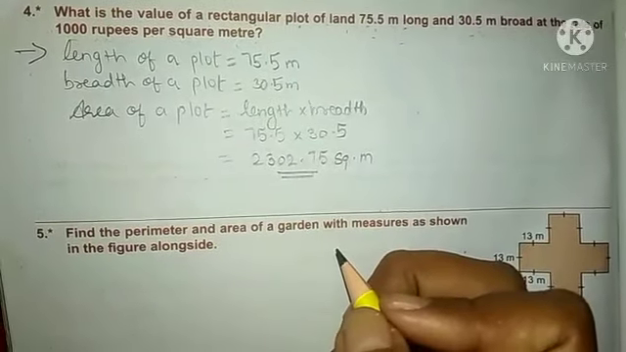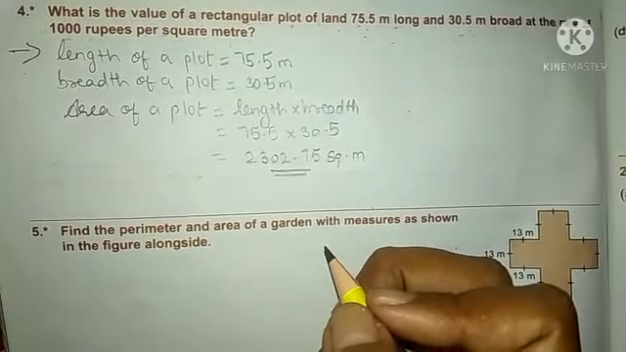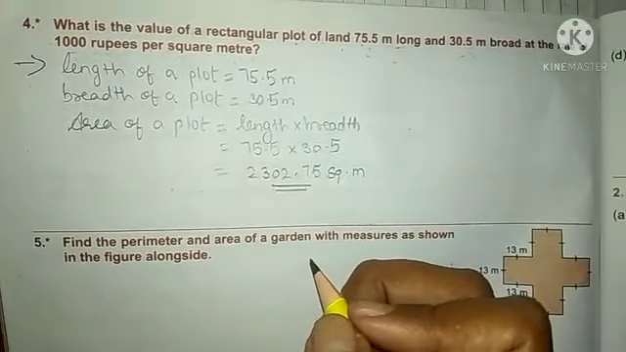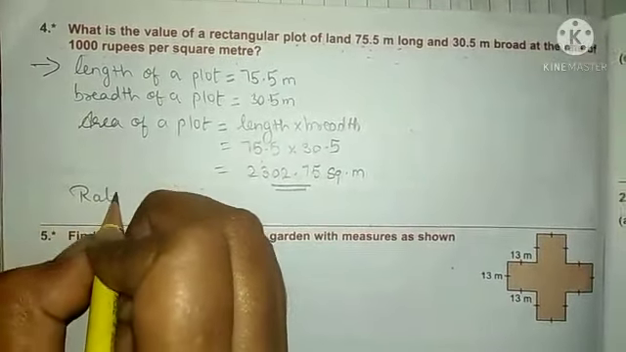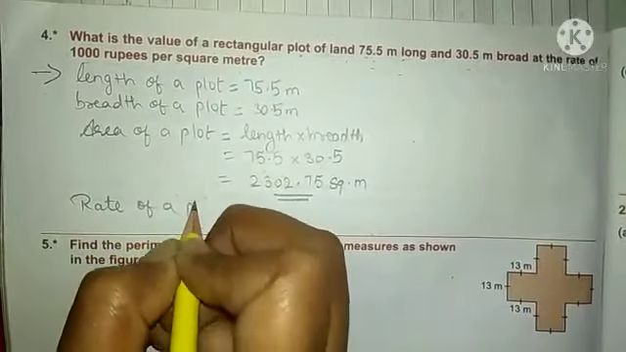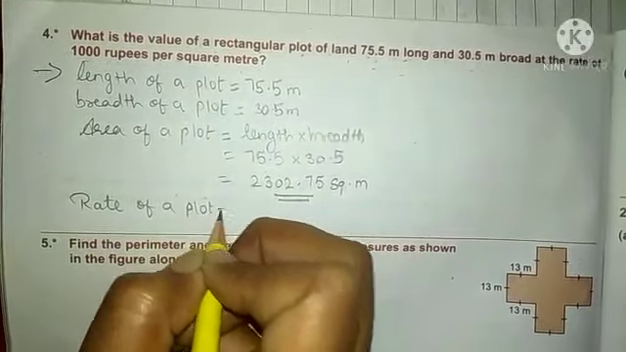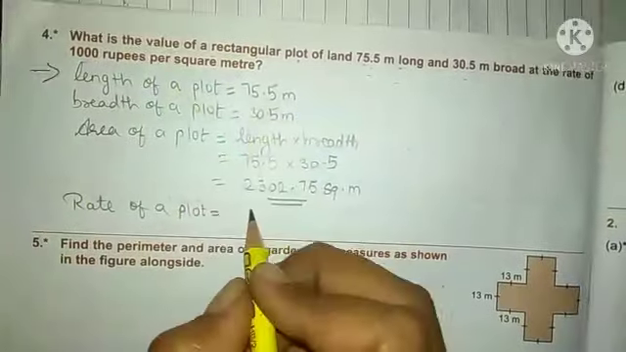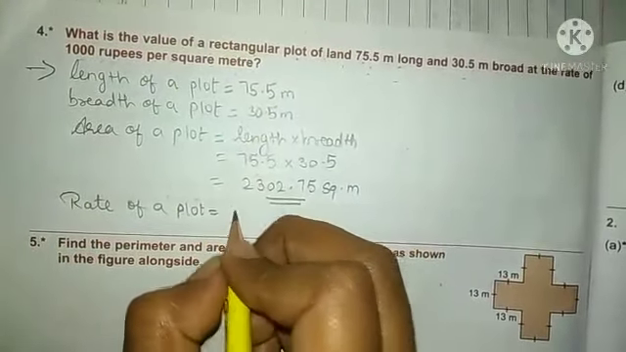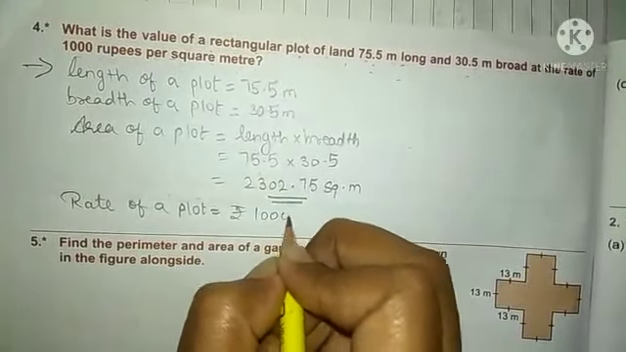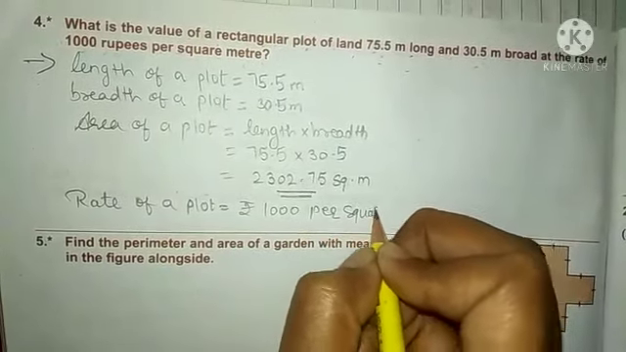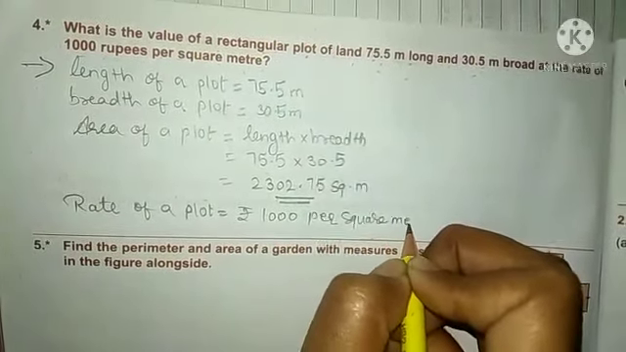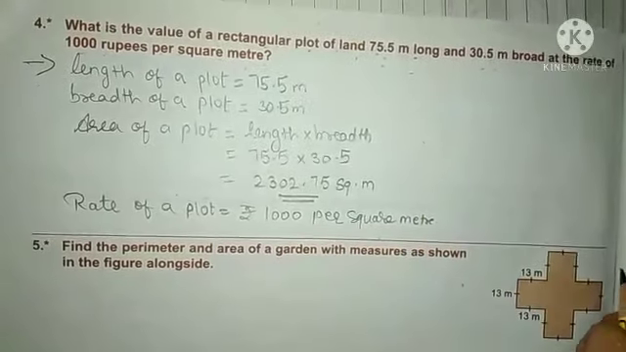Now what we have to find out? We have to find the value of the rectangular plot. So how are you going to find the value? Here the rate is given, that is the rate of the plot, 1000 rupees per square meter. Clear? Now we have to find the value.